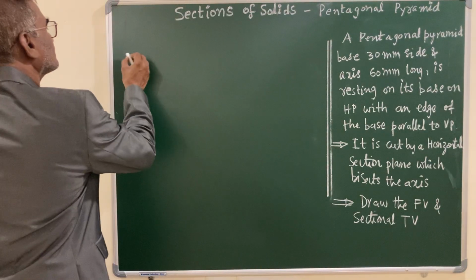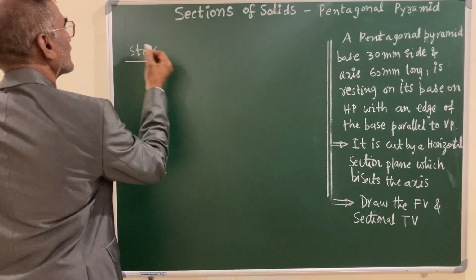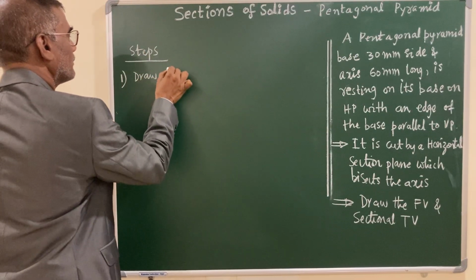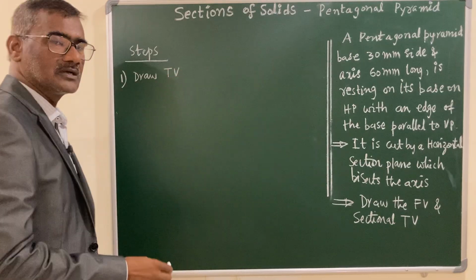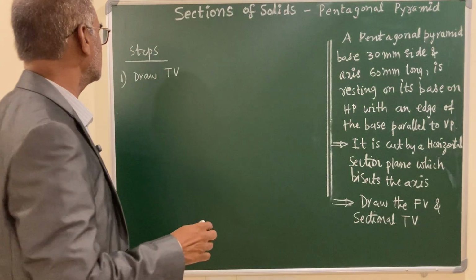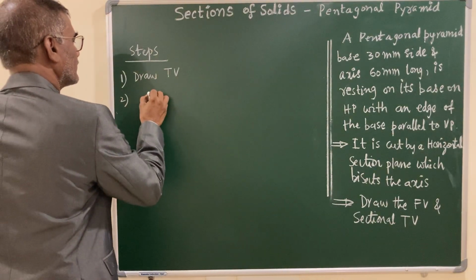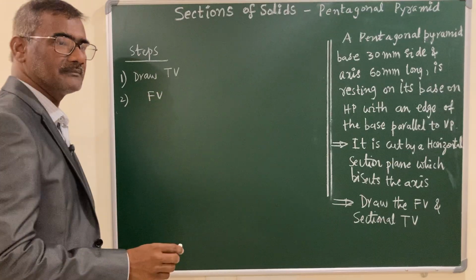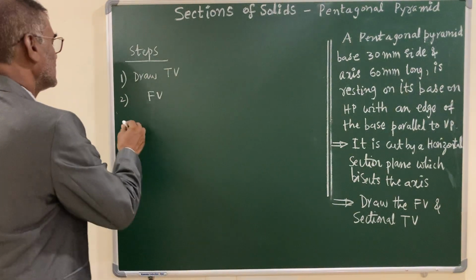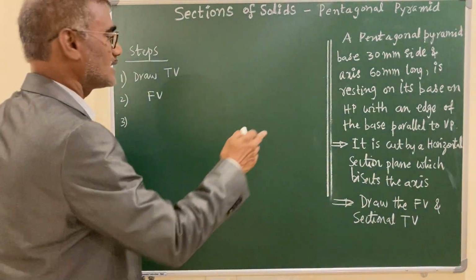The steps involved in this are: first, draw the top view, because the base, the pentagon, appears in the top view. That is your first step, and from that you project and get the front view. That is your second step. And after completing the projections of the solids in simple positions, your third step is to draw the cutting plane.